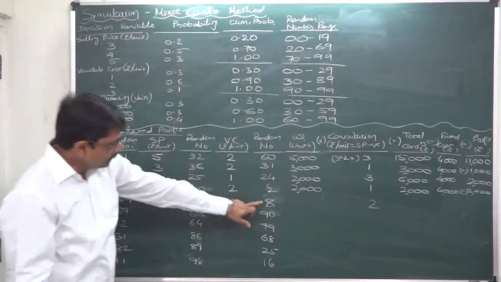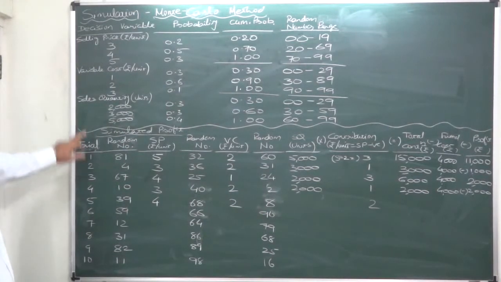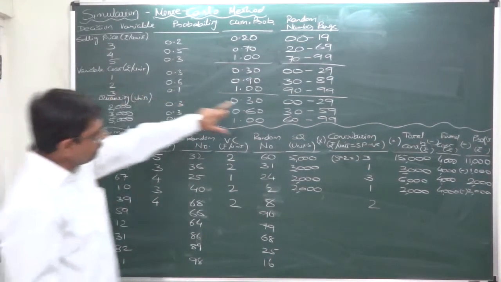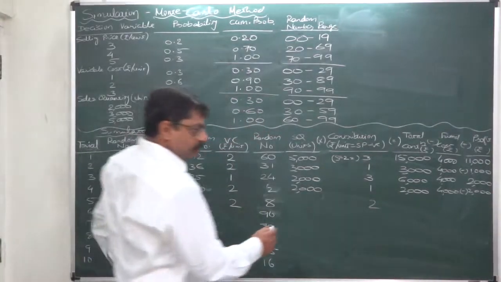Now the third random number for the fifth trial is 8. That is for sales quantity. Relevant range comes to 00-29 and relevant sales quantity is 2,000.